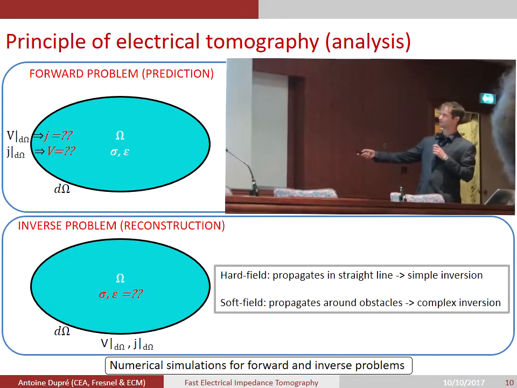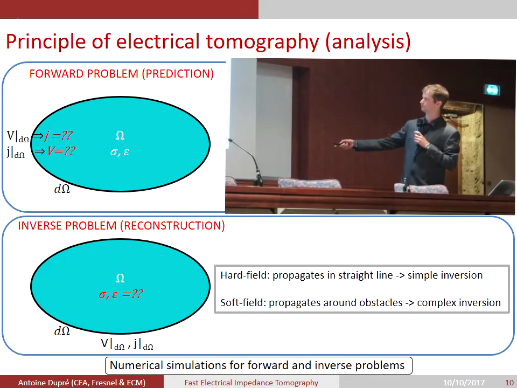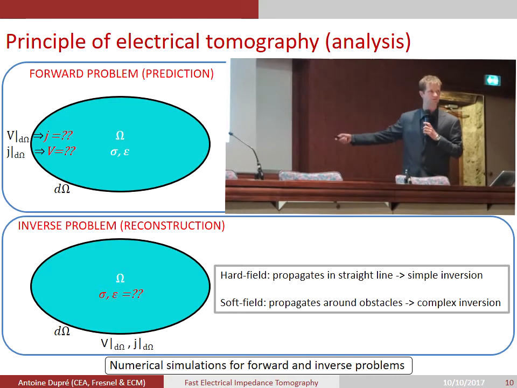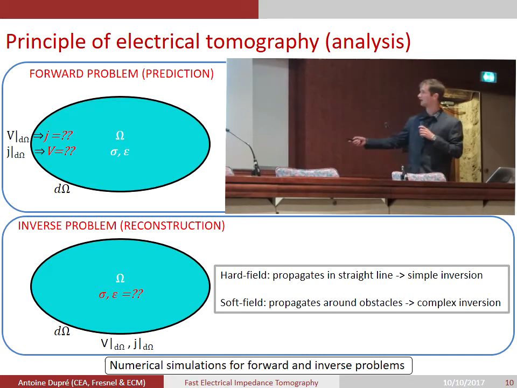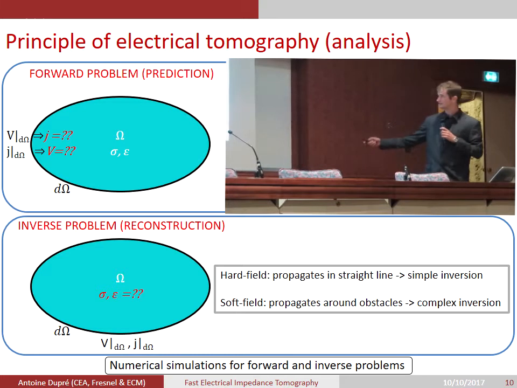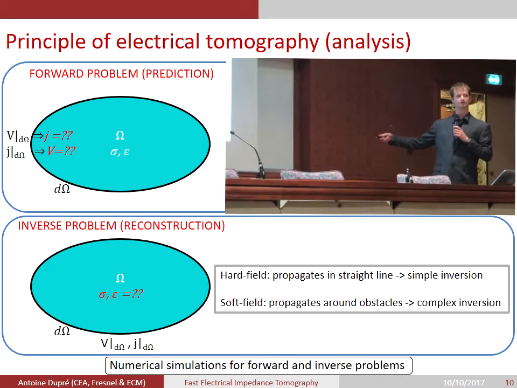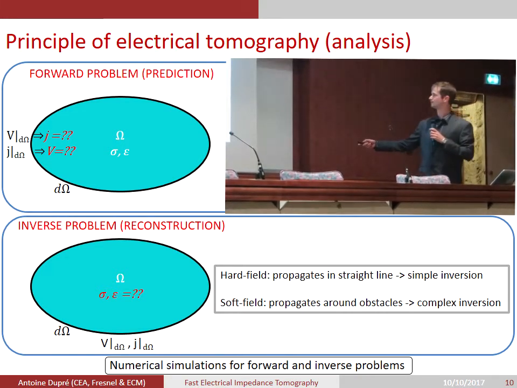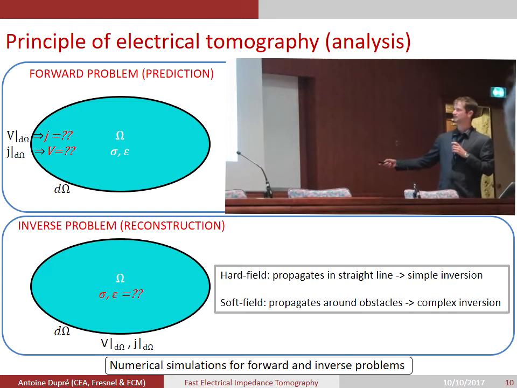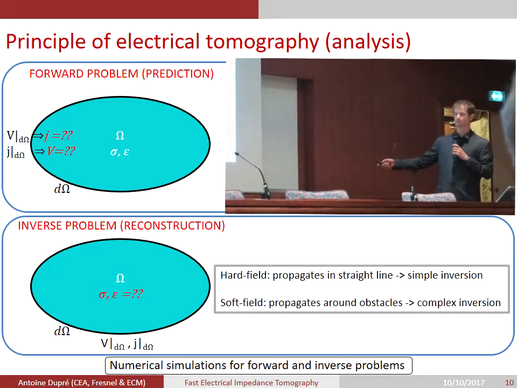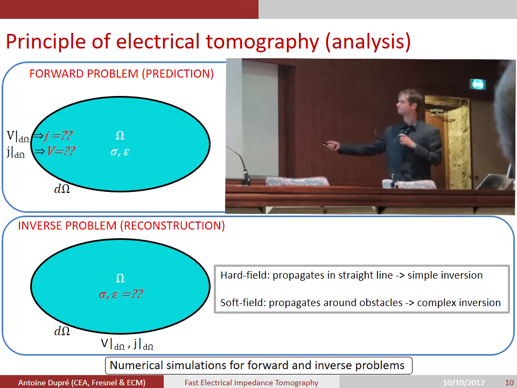In the inverse problem, the next step, we aim at reconstructing the electrical properties of the object, which correspond to our tomographic data set and will give us information about the material properties of the object. I'd like to mention quickly the main difference between hard field tomography and soft field tomography. In hard field tomography, the sensitivity of a measurement is independent of the material properties of the object, and therefore it makes the inversion much simpler. In soft field tomography, because the electromagnetic waves tend to circumvent obstacles, we will have much more challenges in the inverse problem.